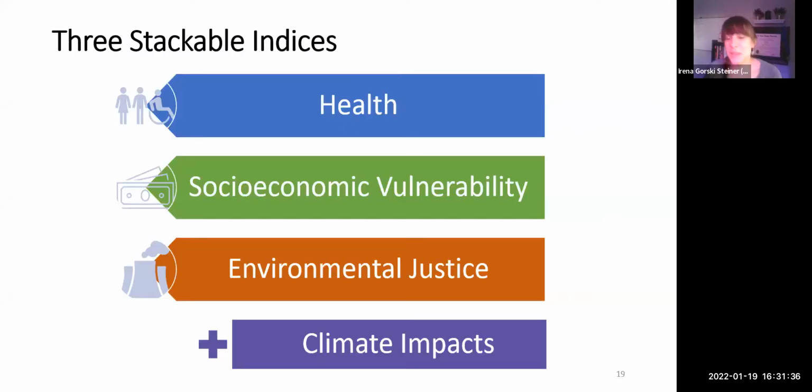So there are three main indices: health, socioeconomic vulnerability, environmental justice. Those are the three main indices that we have developed. And on top of that, we're looking at climate impacts in the realms of heat and flooding.